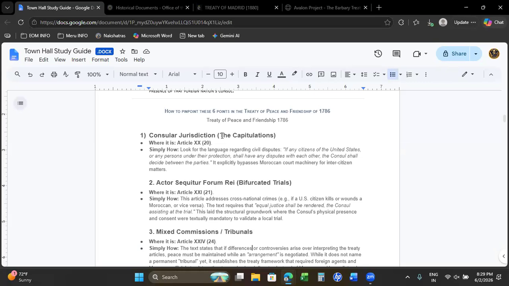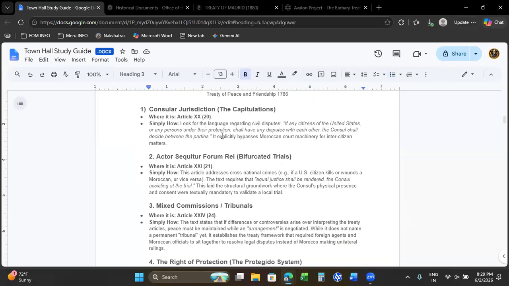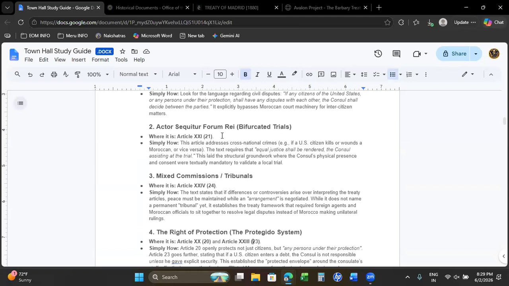So the third point, mixed commissions, tribunals. Where is it? Article 24. How? The text states that if differences or controversies arise over interpreting the treaty articles, peace must be maintained while the arrangement, quote unquote, is negotiated. While it does not name a permanent tribunal yet, it establishes a treaty framework that required foreign agents and Moroccan officials to sit together to resolve legal disputes instead of Morocco making unilateral rulings.